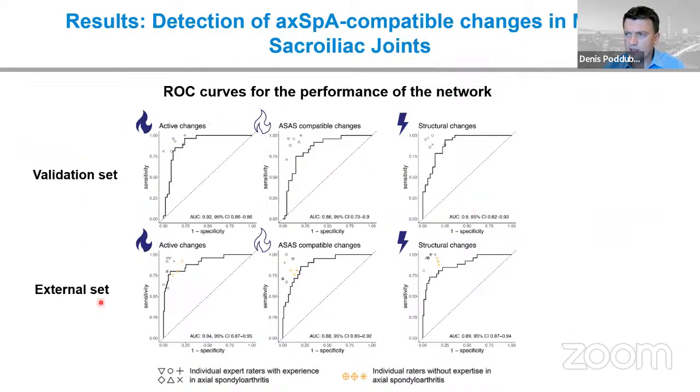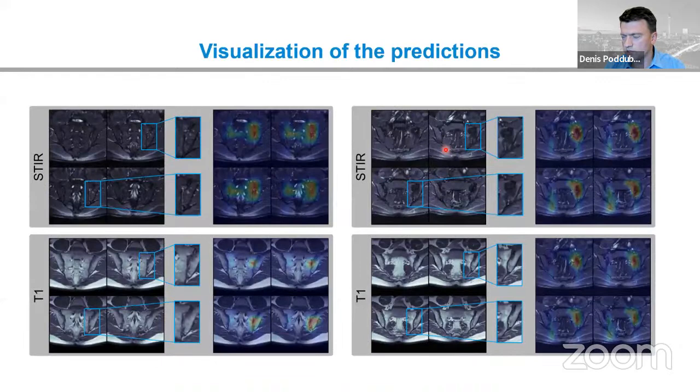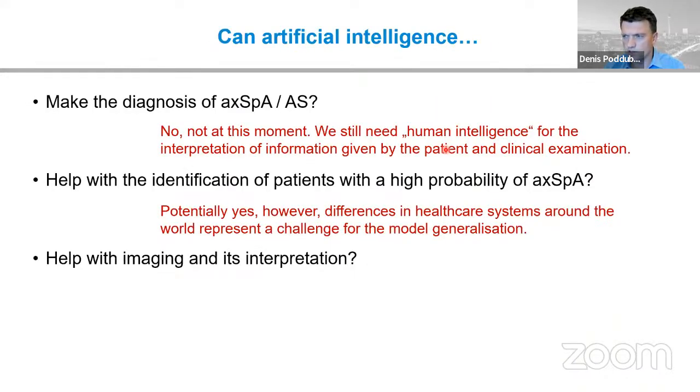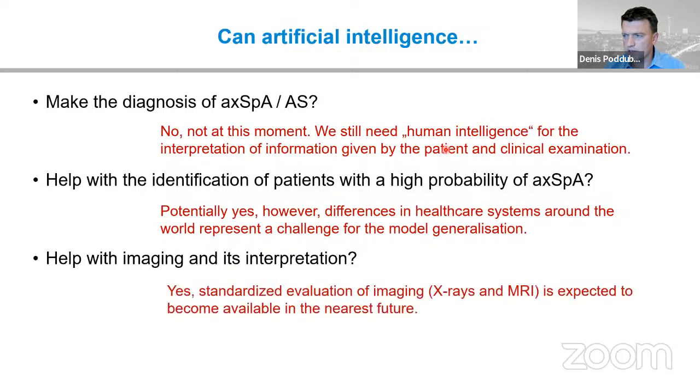If you look at the active inflammatory changes, you see that the performance of active inflammatory lesions recognition was very close to the performance of the experts, while structural changes were still better recognized by human readers. And also here we had a chance to visualize the prediction. Here you see very nicely that the algorithm started to learn where the sacroiliac joints are and where the pathological lesions are.